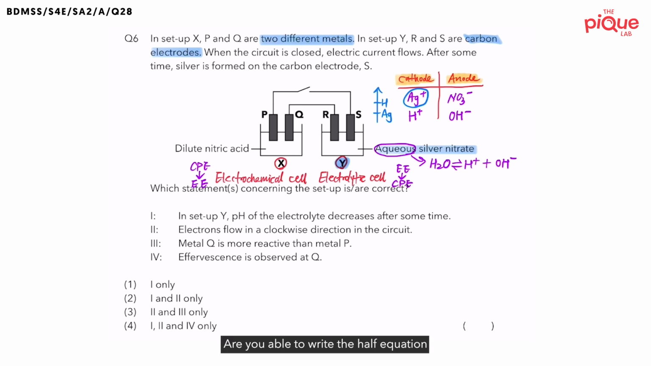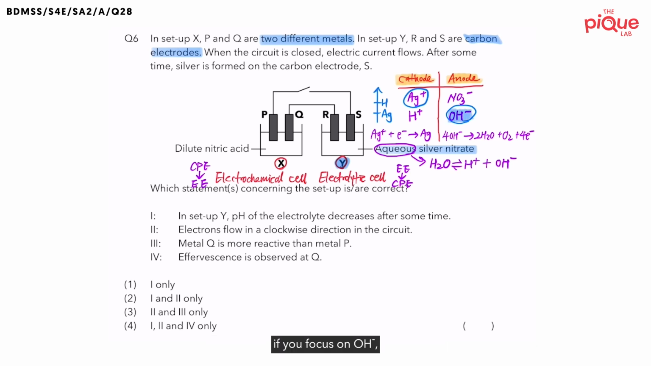Are you able to write the half equation for the reaction happening at the cathode? At the cathode, Ag+ accepts an electron, itself is reduced, and you will notice the formation of silver metal. What about the anode? You should have learned that for aqueous dilute solutions, OH- is always the one that is preferentially oxidized. This means that OH- will undergo oxidation where it loses electrons to form oxygen gas.